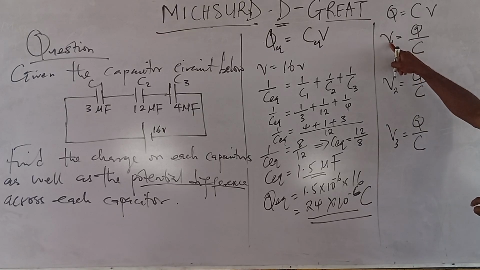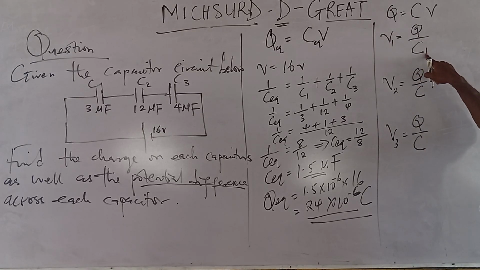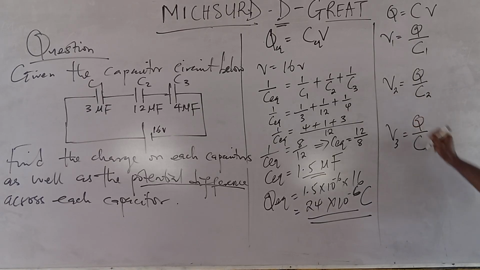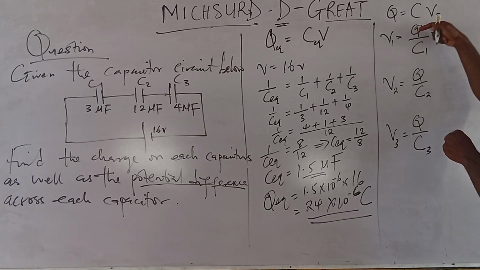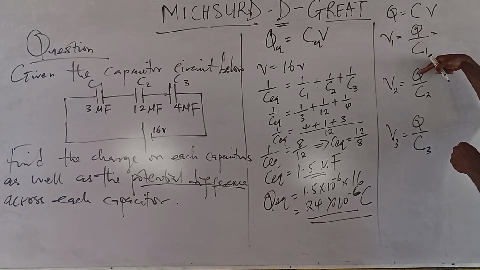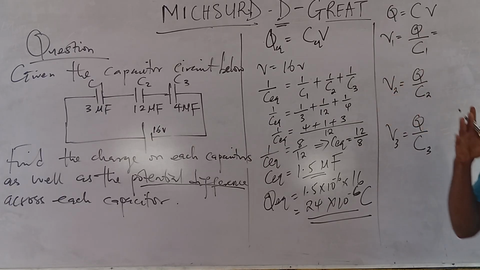So if we talk about capacitor 1 potential difference, this capacitance should be for 1, this should be for 2, and this should correspond to 3. Now we have the total charge, which is the same charge you have here and also here, since they are all in series.